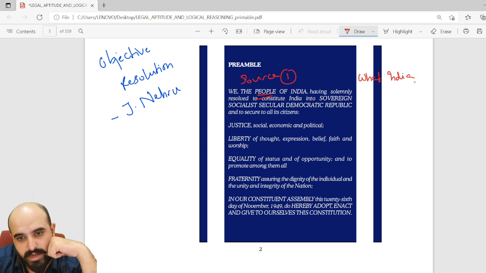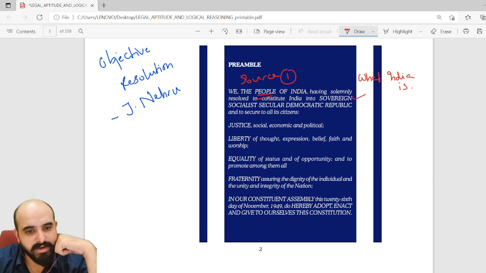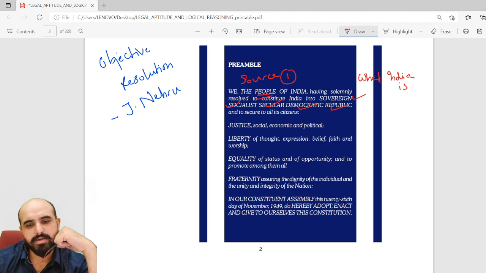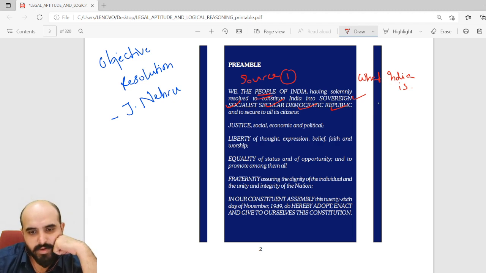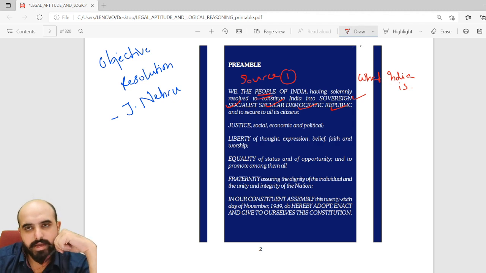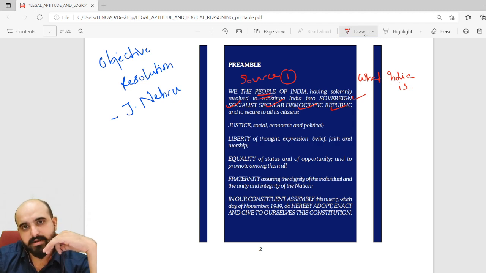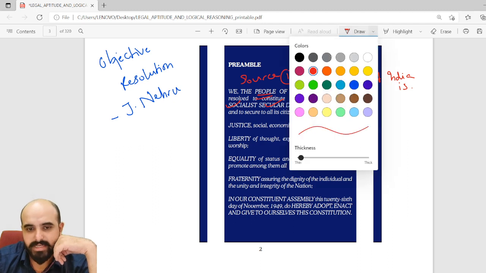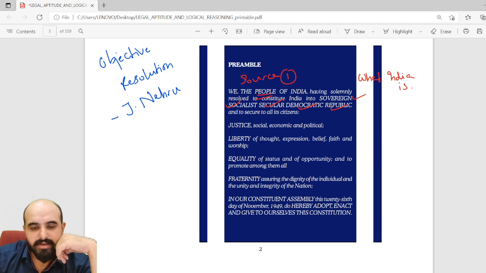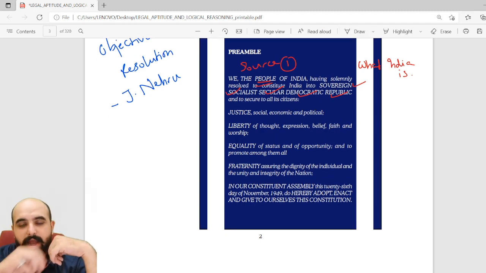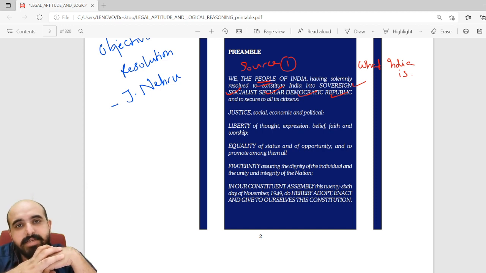Now, first we tell what India is. India is a sovereign, socialist, secular, democratic republic. Now, sir, what do you mean by sovereign? There are two kinds of sovereignty: one is internal and one is external. Internal sovereignty means that India is free from internal disruption, meaning that if a policy is passed, it won't be opposed by force that is internal to the state. You cannot challenge an established law. If a law is made, it will be adhered to, and there won't be any internal disruptions challenging the authority of that law.